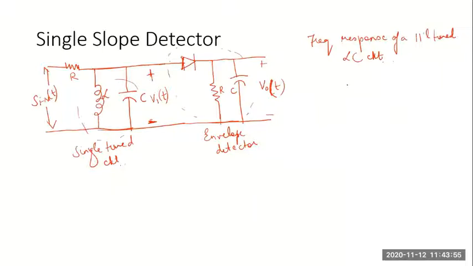Haven't you analyzed a parallel tuned LC circuit? L and C in parallel will give you what kind of frequency response? The frequency response would be something similar to that of a band pass filter. See, whenever you make use of a parallel LC circuit, you are going to get a response similar to that of a band pass filter.